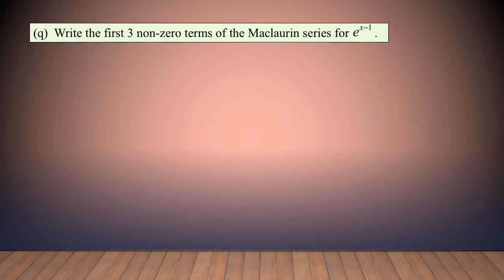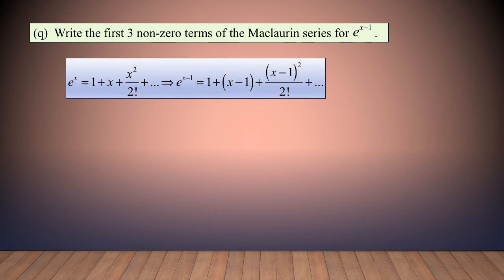Q reads, write the first 3 non-zero terms of the Maclaurin series for e to the x minus 1 power. This is a gimme problem. Students should know that e to the x is 1 plus x plus x squared over 2 factorial plus dot dot dot. So e to the x minus 1 is 1 plus x minus 1 plus x minus 1 quantity squared over 2 factorial plus dot dot dot. 2 points for this problem, 1 point for e to the x, 1 point for e to the x minus 1.